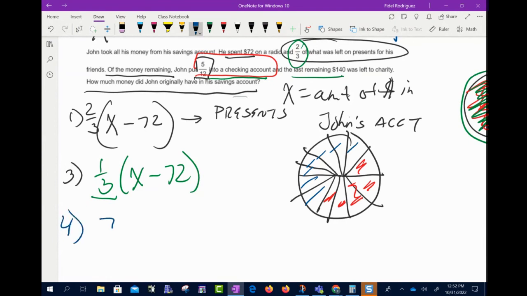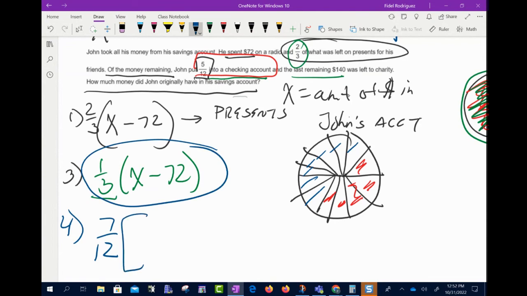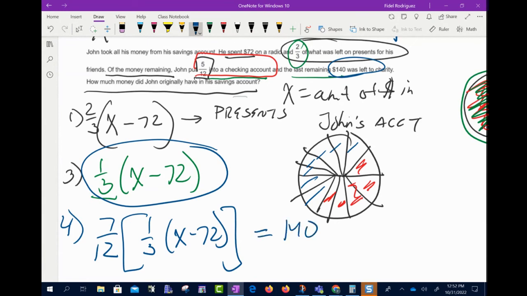So my next step is going to be 7/12 of this number is equal to the amount that was left to charity. And how much was left to charity? $140. So guys, like I said, this is really one of the more complex problems. What it does for me, y'all, is it helps me realize how much is left over.